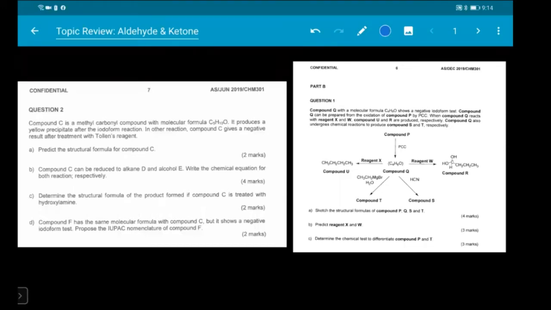Chemical equation. Banyak apa chemical equation. Ada O. Ni. Sila tengok. Sila baca soalan. Dan identify which part of the question which suggests that this question belongs to the aldehyde ketone topic. Sebagai contoh, kita refer Jun 2019 dulu.